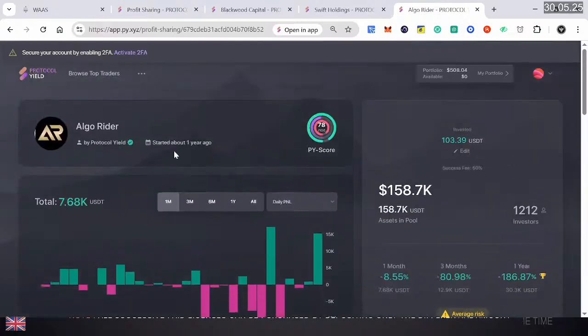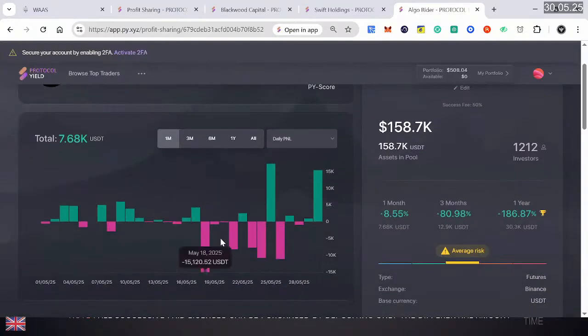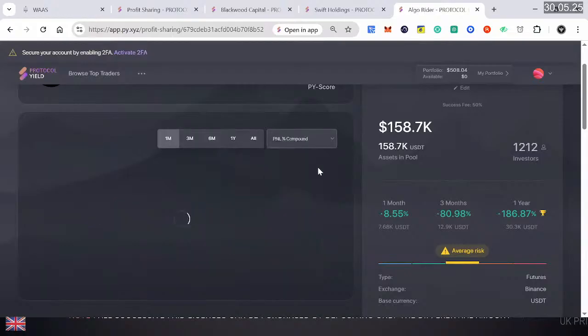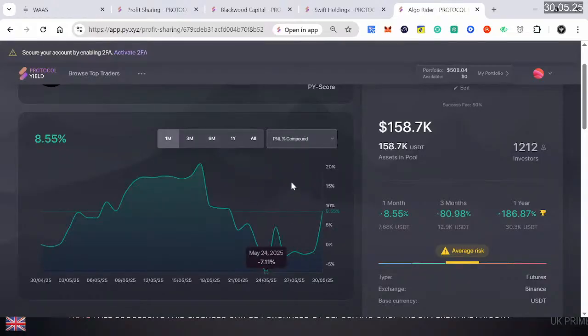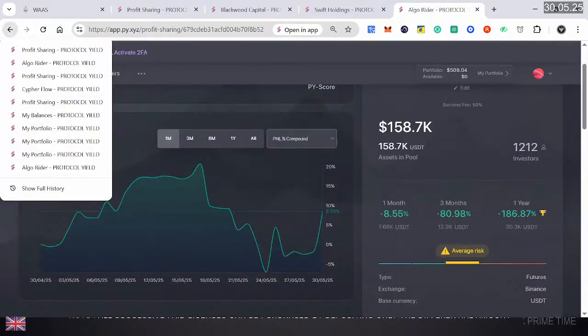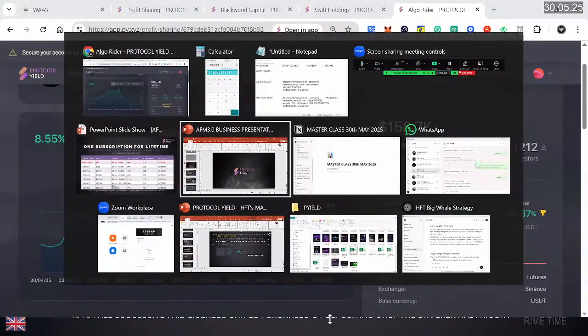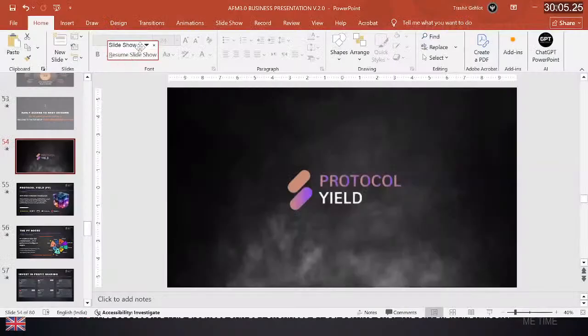Right? And see this Algo Rider, it was incurring a loss for many days, and now it has made a profit. Let's say daily percentage profit. I think it has already settled yesterday's. No, it hasn't. It's 29. All right. So let us get to know more about these HFTs.